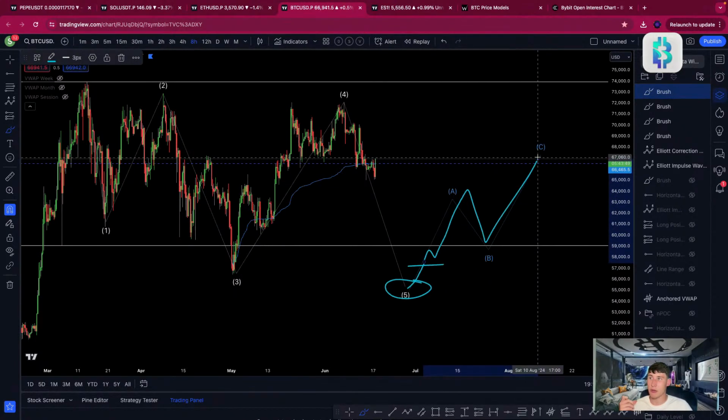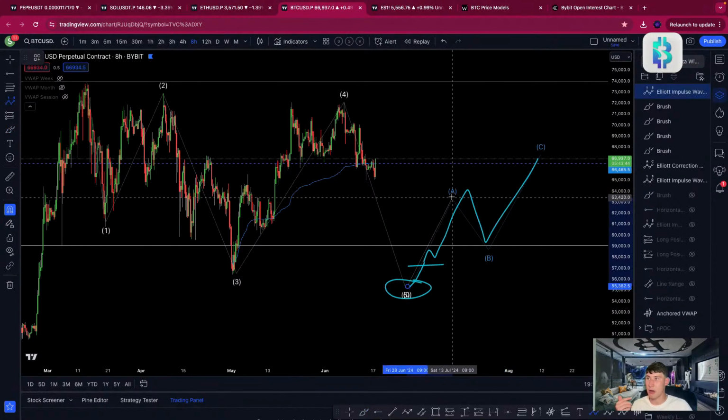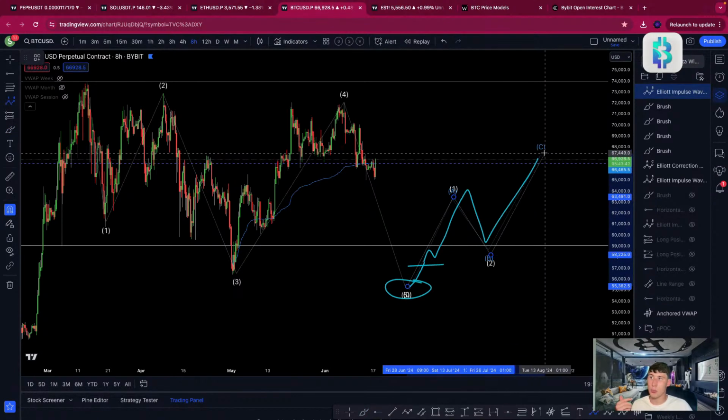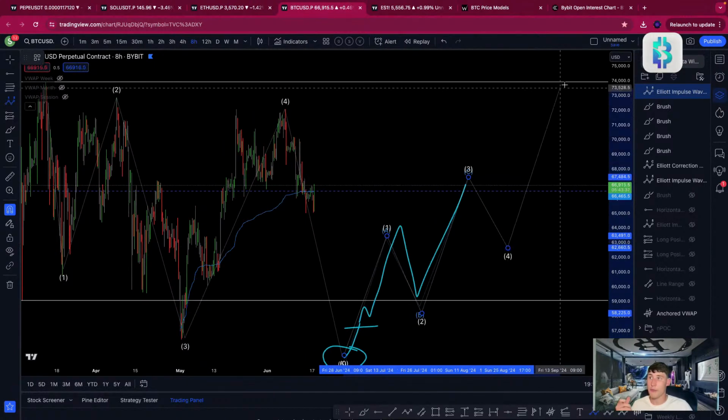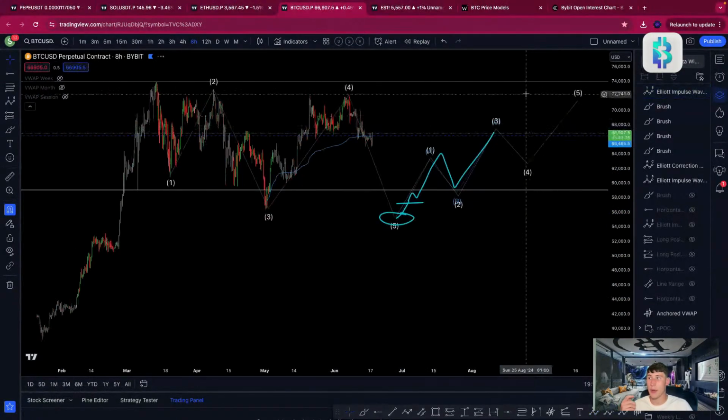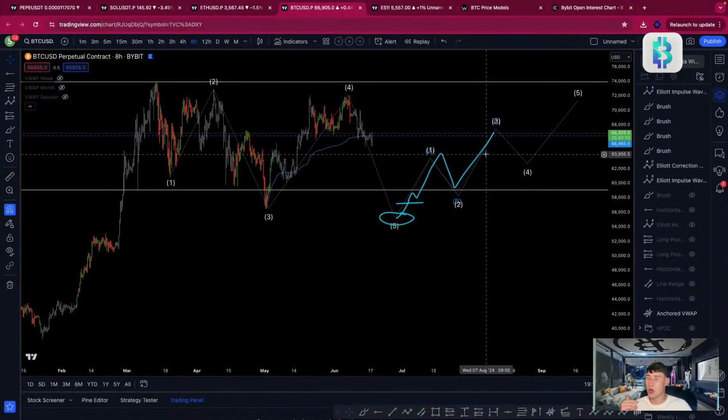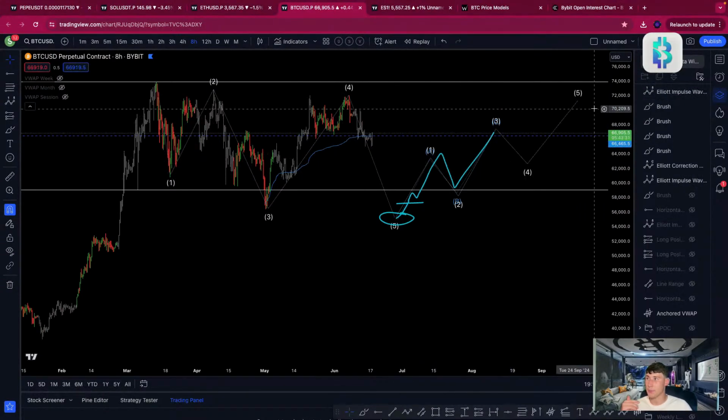With the ABC correction, what I like to do is possibly turn that ABC correction into a new bullish wave, a 1, 2, 3, 4, 5 bullish count, which could take us back up to 70k. So that's what I would be looking at.